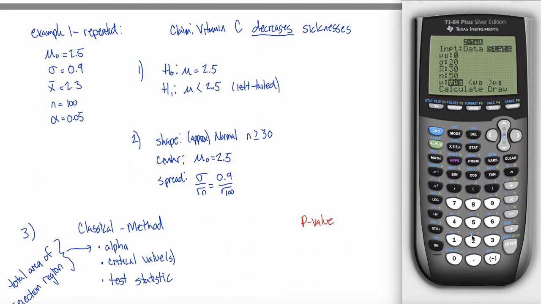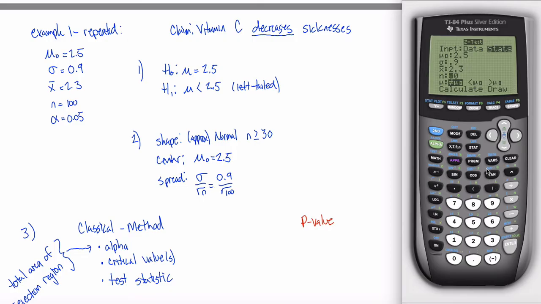Mu naught was 2.5. Sigma, not the spread, but sigma. I know it wants sigma because it wants sigma and N. It will calculate the spread based on those 2 values. So sigma is 0.9. X bar was 2.3.